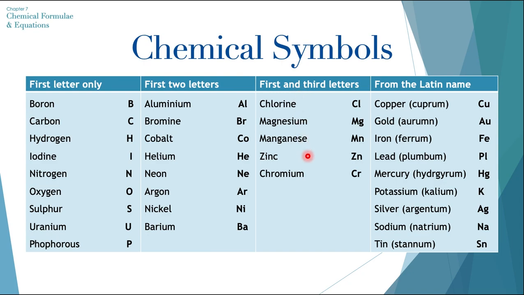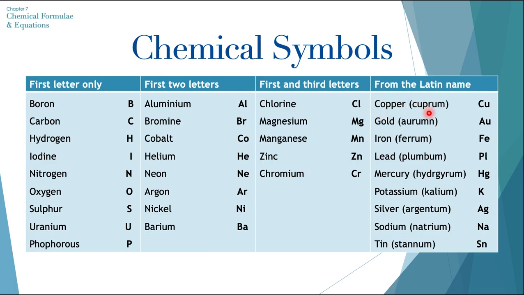But then we have the elements with the first and third letters. So in this we have the first and third letters, not the second one. Like chlorine, we don't write CH in chlorine, we write Cl. So it's the first and third letter from the name, Cl. In magnesium as well, Mg. Manganese, it's Mn. Zinc, Zn. Chromium, Cr. So the first and third letters.